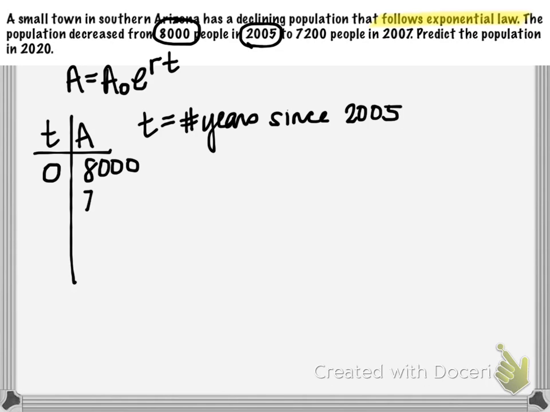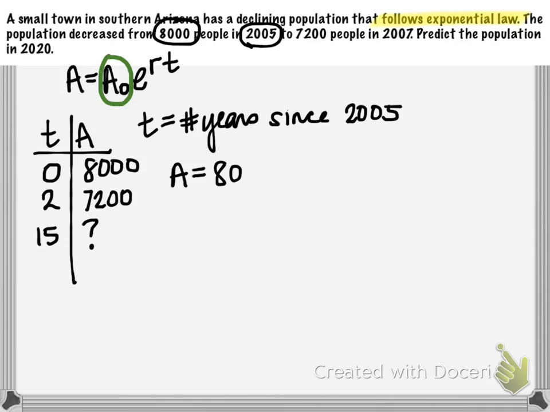Then it says there were 7,200 people in the year 2007. That's 2 years later, so that would be a time value of 2. And we're interested in the population in 2020, which would be 15 years later. So when t is equal to 15, we're looking for the amount. Remember that the A sub 0 in this model represents the initial population at time 0.